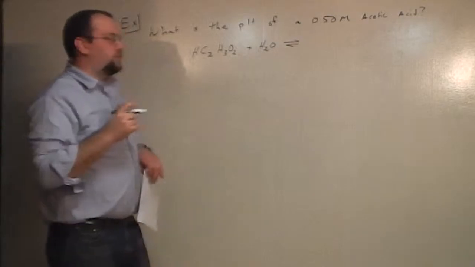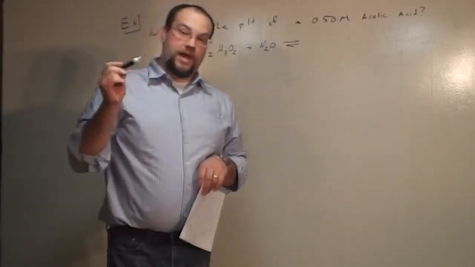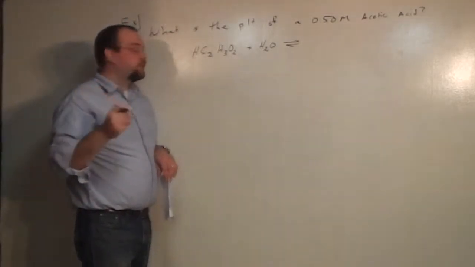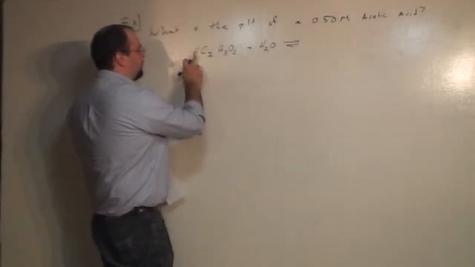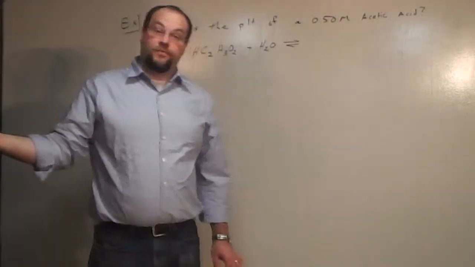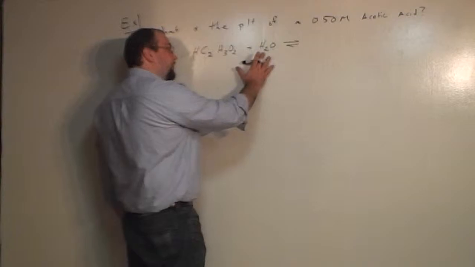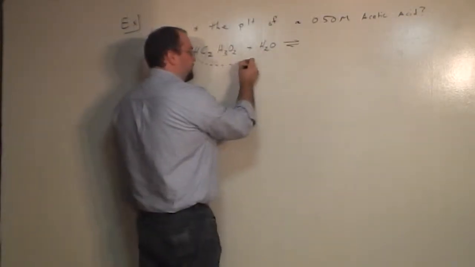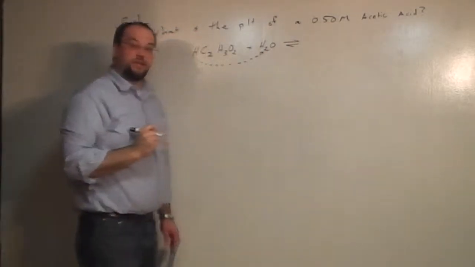Usually you see it as C2H3OOH or CH3COOH. What I did was I put the H in the front. That way it's easy to realize that that's an acid, because acids have H's in the front. Okay. It's going to react with water, and this H is going to be donated because it's a Bronsted-Lowry acid. It's going to be donated to the H2O.